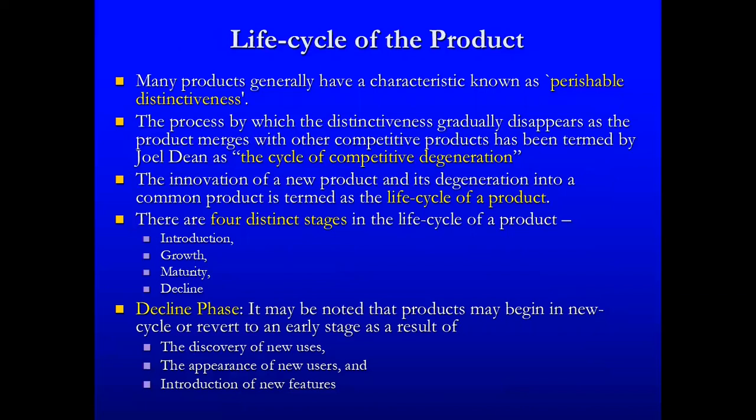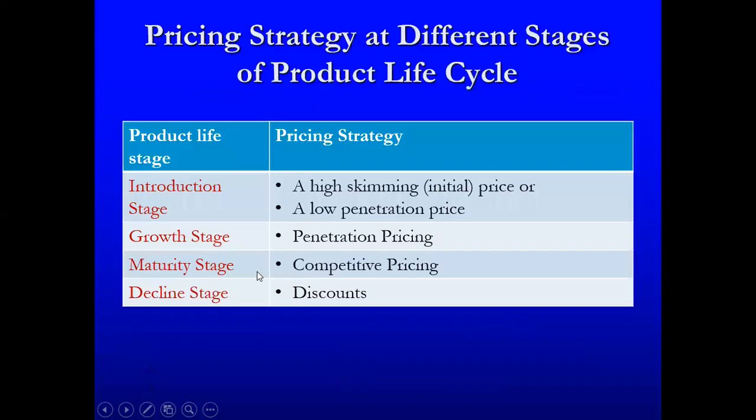Then life cycle of the product. I have described the life cycle of the product in my lecture on marketing mix product. Many products generally have a characteristic known as perishable distinctiveness, and the process by which the distinctiveness gradually disappears as the product merges with other competitive products has been termed the cycle of competitive degeneration. The innovation of a new product and its regeneration into a common product is termed the life cycle of the product. And as we have seen, there are four stages of product life cycle: introduction stage, growth stage, maturity stage, decline stage. And these are the reasons for the decline phase.